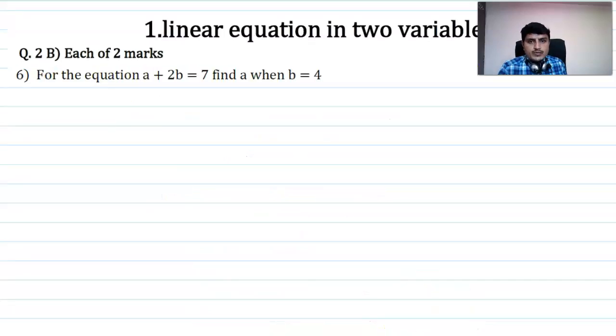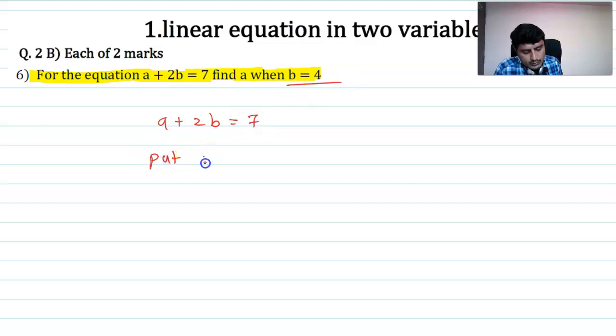Now on the same basis we have question number 6. Here a and b are the variables instead of x and y. The value of b is given, 4, and we have to evaluate a. Look at the question. For the equation a plus 2b equals 7, find a when b equals 4. We have a linear equation in two variables, a plus 2b equals 7, and the value of b is 4. So replace b by 4. We get a plus 2 times 4 equals 7. Now we know 4 2s become 8, so a plus 8 equals 7.